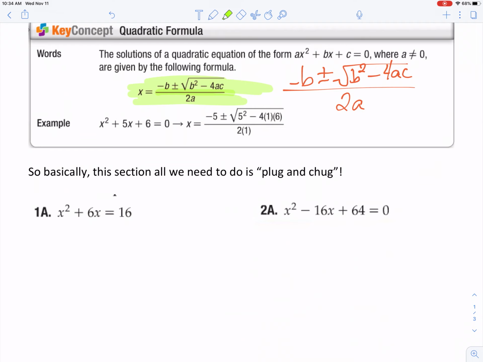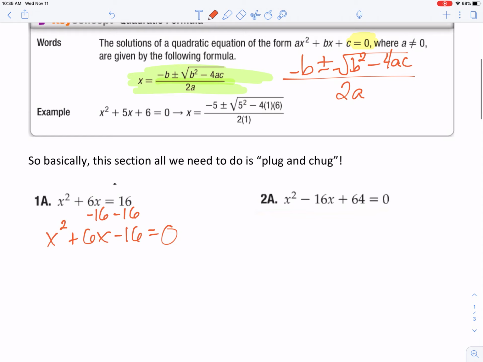One thing you do need to take note of is when you're using this formula, it does have to equal 0. You don't get a choice. It has to equal 0. So when I'm looking at my example over here, it doesn't equal 0. So I'm going to subtract 16 from both sides. Oops, I didn't do a very good job there, did I? Here we go. Minus 16 equals 0. Great. Now, you can start plugging in.